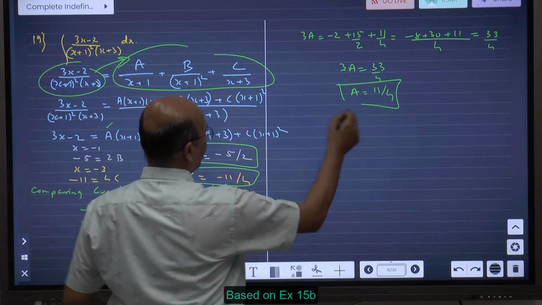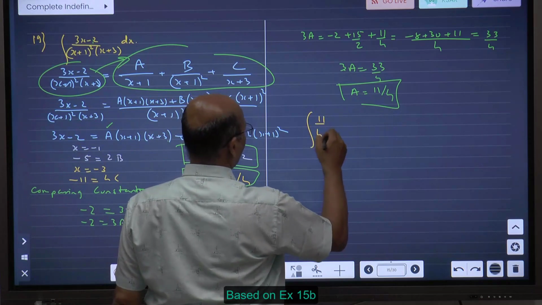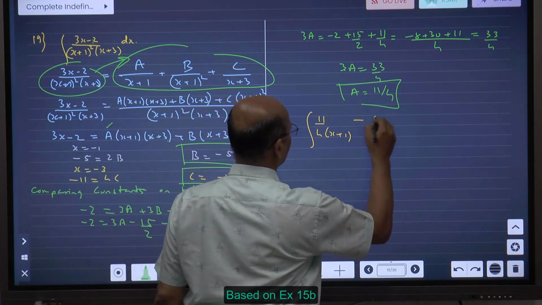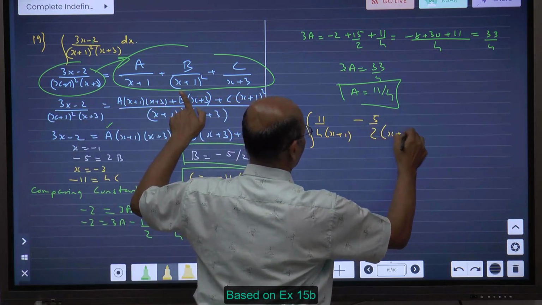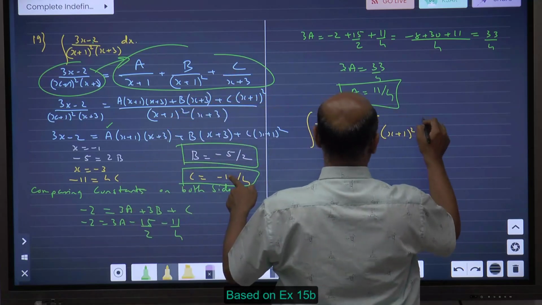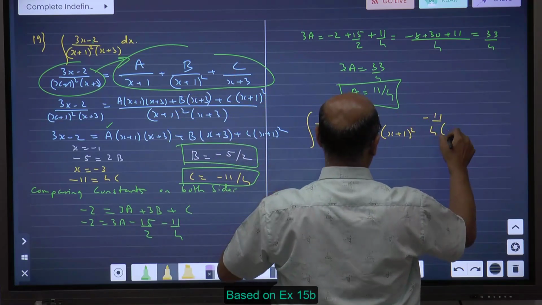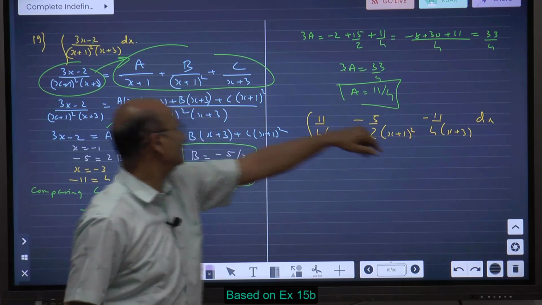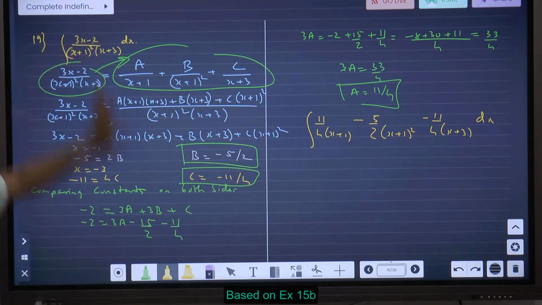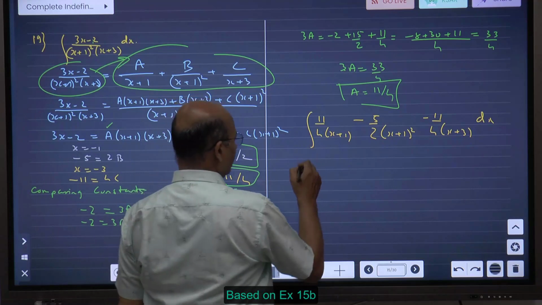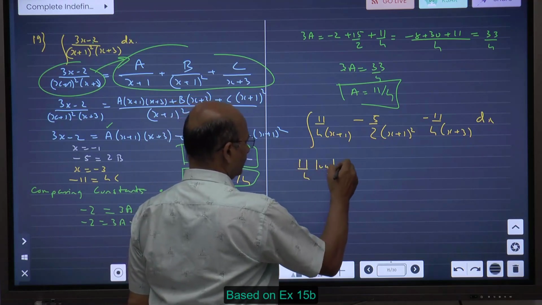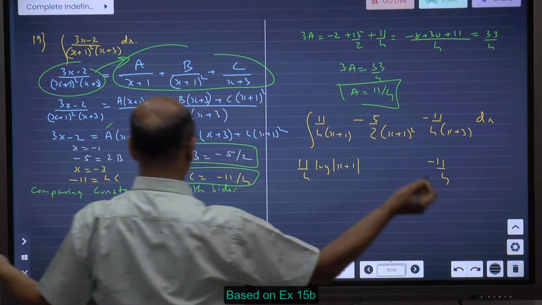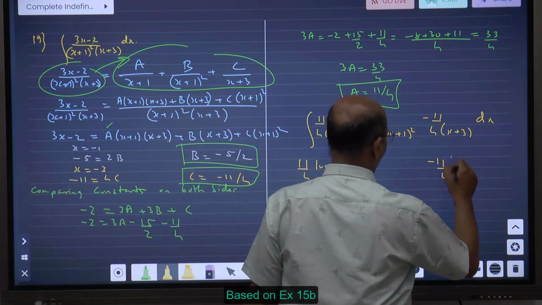So a upon x plus 1: integral of 11 upon 4 of x plus 1, plus b, b is minus 5 upon 2 of x plus 1 whole square, plus c, c is here minus 11 upon 4 of x plus 3 dx. Believe me, if you simplify this, you are going to get the sum back. Okay, very simple now. 11 upon 4 log, minus 11 upon 4, both are 11 upon 4. Oh, one with minus, okay. 11 upon 4 log x plus 3.